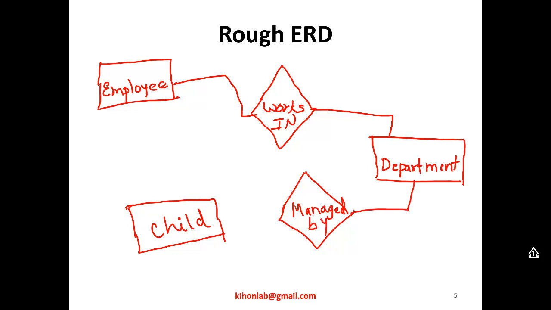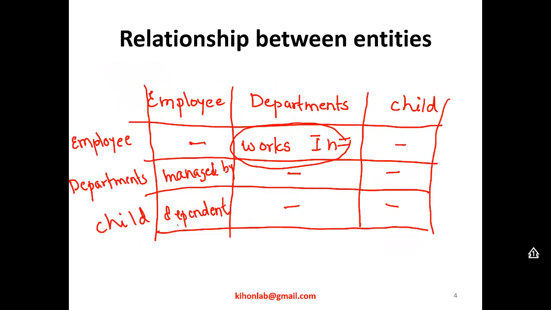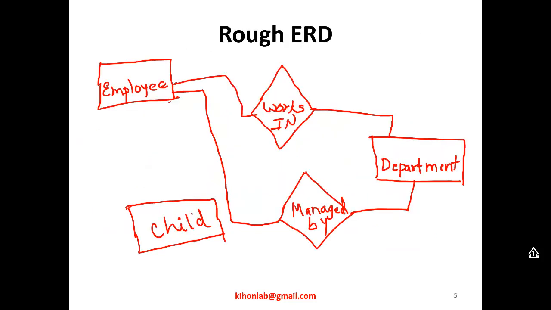So between department and employee, there is one more relation, that is managed by, and between child and parent there is a relation, dependent. So we'll draw here dependent. This is what we call the rough ERD. So we are just putting it together.